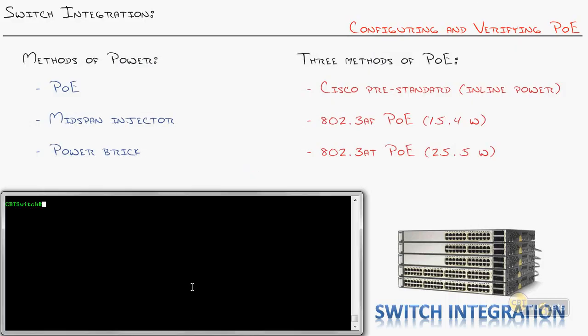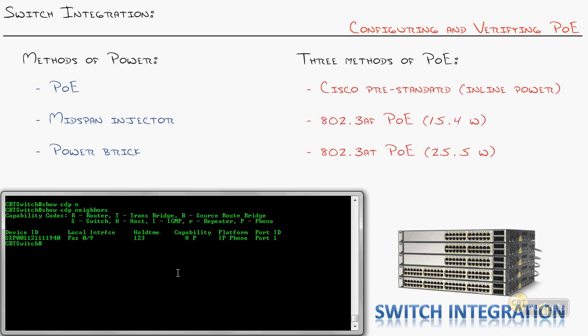This is a Cisco 3550 switch that we're on right now. I'm going to do a show CDP neighbors just to show you. I just grabbed one of the phones. Now I can see device ID, SEP, and then the MAC address of the device. By the way, that's the default name of just about every Cisco IP phone you'll pull out of the box.